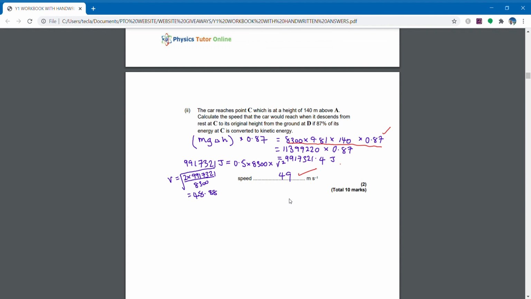So we've got a kinetic energy of 9,917,321 joules equals half mv squared equals 0.5 times 8,300 times v squared. Rearrange and square root to find v. We get v equals 48.88, or 49 meters per second. So 1 mark there is for calculating the 87% value of mgh, and the second mark is for the final value of the speed.